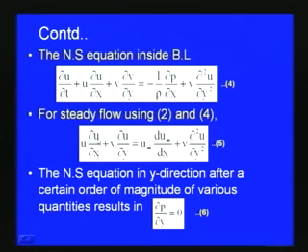So, we can write u into del u by del x plus v into del u by del y is equal to u infinity du infinity by dx plus nu into del square u by del y square, as in equation number 5. For the Navier-Stokes equation in the y direction, after an order of magnitude analysis of various quantities, we can show that del p by del y is equal to 0, as in equation number 6. So, as far as the y direction is concerned, we have del p by del y equal to 0.